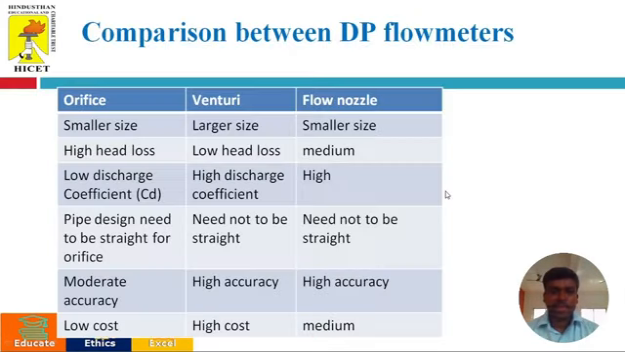And finally, we have a comparison between these three meters. The orifice has a smaller size when compared to the Venturi and nozzle, high head loss, and a low discharge coefficient, while the Venturi and flow nozzle have higher accuracy than the others.